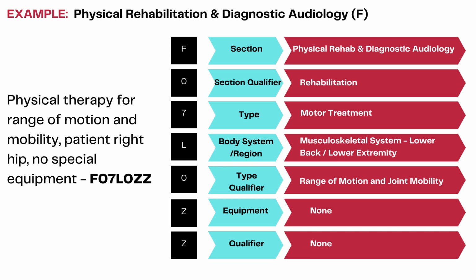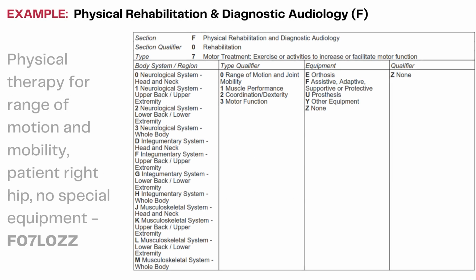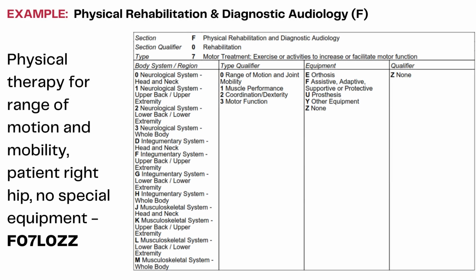So the code would be F07L0ZZ. This is for the physical rehab or the physical therapy PCS code. Now this is the corresponding table, how it looks like, that shows the procedure for the physical therapy to the right here.